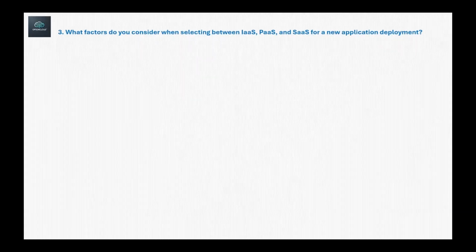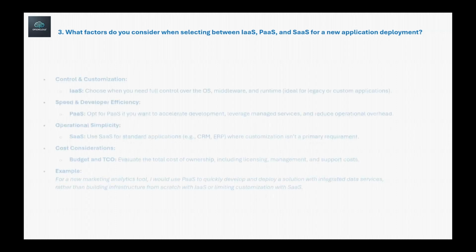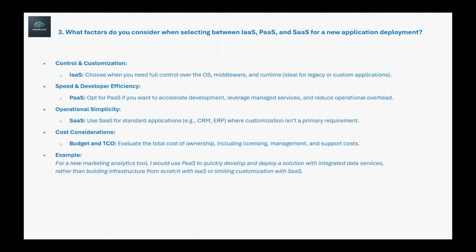Moving on, what factors do you consider when selecting between IaaS, PaaS, and SaaS for a new application deployment? Here there are four key things that we need to keep in mind while answering this. This ensures that your basic understanding is proper regarding these service models. If you want control and customization, I would use IaaS. I'll choose it when I need full control over the OS, middleware, and runtime. Basically, it is ideal for legacy or custom applications.